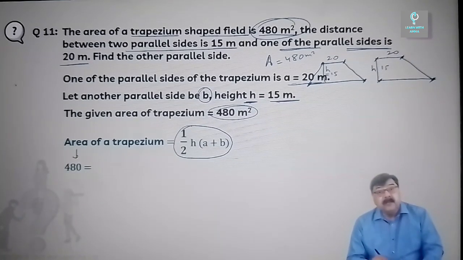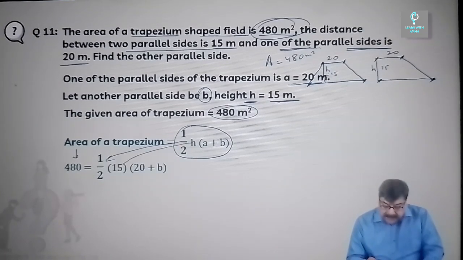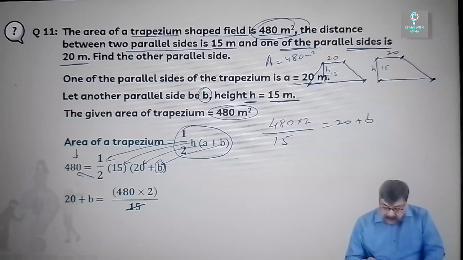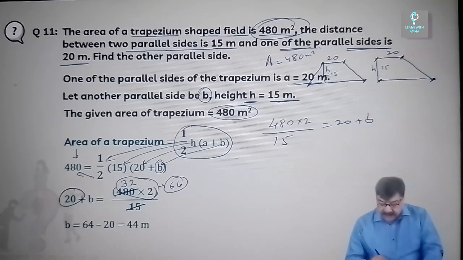So area we already know is 480. Then half into height, which is 15. One of the sides is 20. The other is unknown, which we have assumed as B. So rest all is about solving. So this goes up on the left hand side, becomes 480 into 2 by 15 equals 20 plus B. So here 15 will divide this 480. 15 into 3 is 45, remainder 3 combines with 0 becomes 30. So 15 into 2, so 32 into 2 once again becomes 64. From 64 you subtract 20, get 44 meters as the length of the other side. This shall be our answer here.